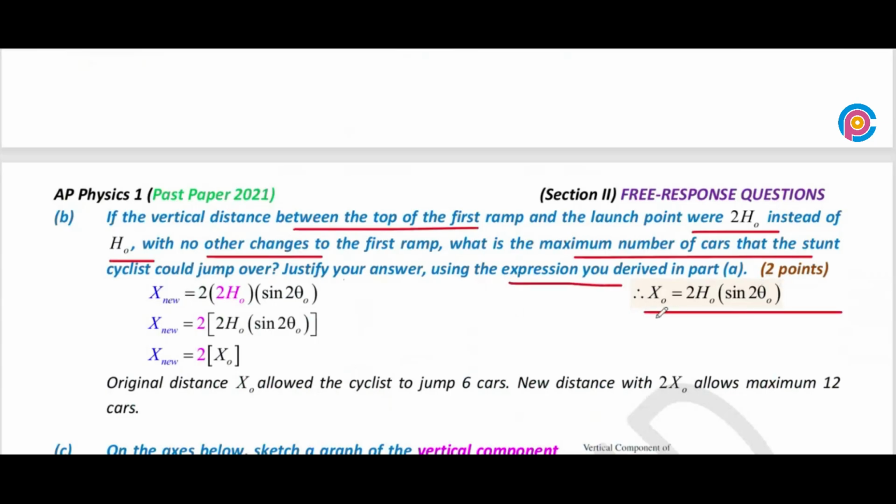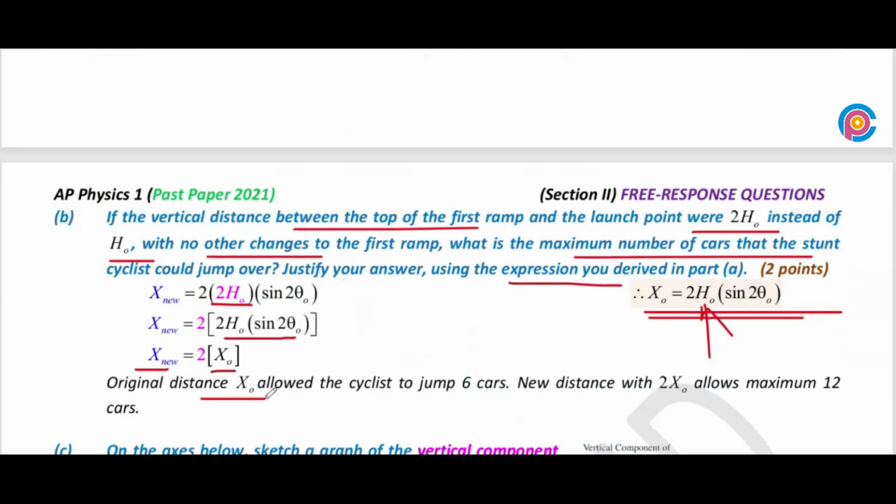We have derived the part A relation: x naught is equal to 2h naught sine 2 theta naught. So the only change is in h naught, which we have changed to 2h naught. So we pick the 2 outside, giving 2 x naught sine 2 theta naught, where the previous value is x naught. Now the new horizontal range is twice the previous one.